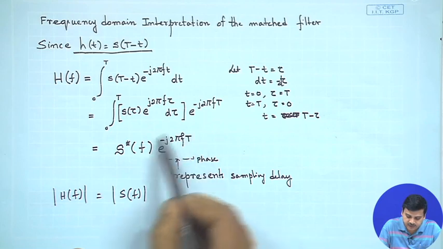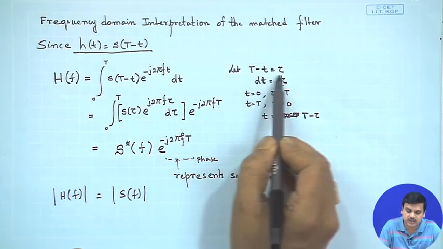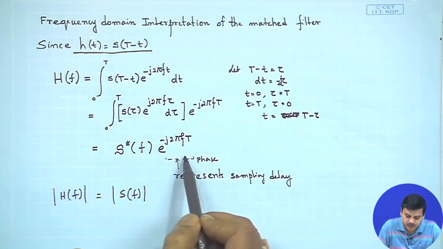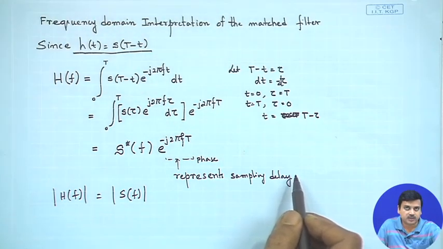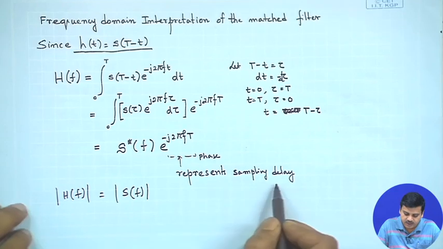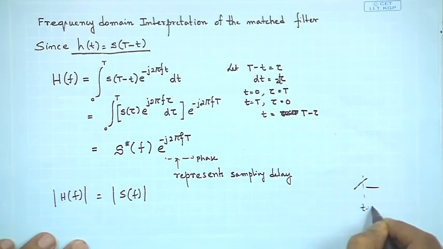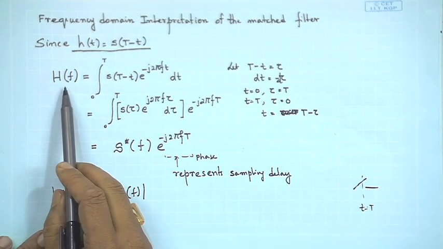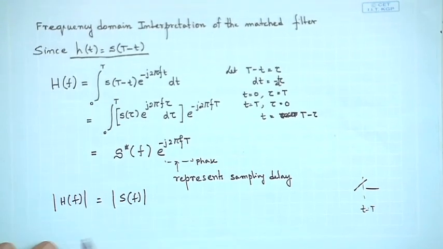And of course there is a phase term, e to the power of j 2 pi f T, which you would easily get through a change of variables. This phase term is because of the sampling delay, because we sample the signal at the end of a certain sampling duration, which is T. You would remember that there was a sampling gate, where at t equals capital T you sample the signal, and the absolute value of h is the same as the absolute value of S of f. So, there is no problem to it.